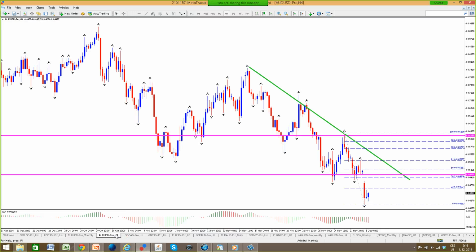Then, of course, I have the AUD/USD. The AUD/USD is basically breaking to the downside. All right, we have a very strong break.